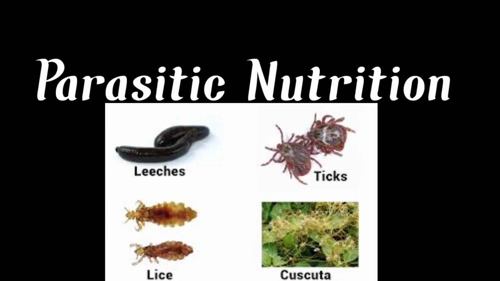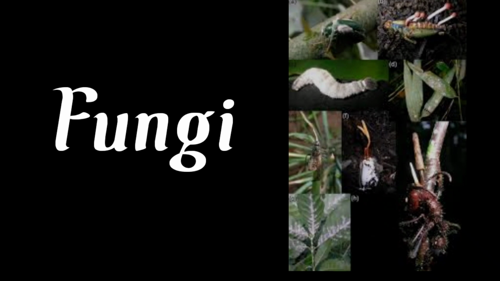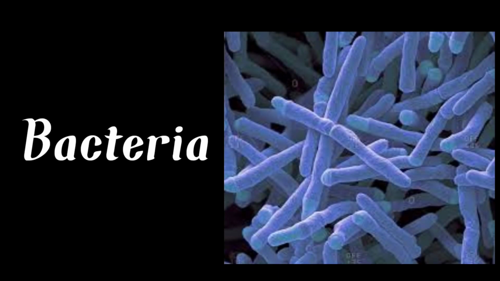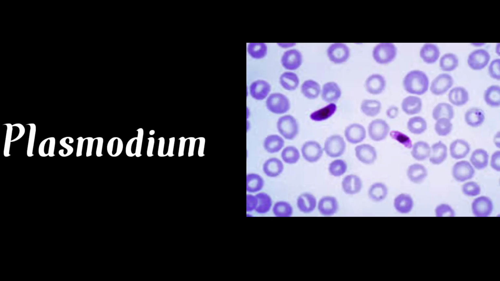Next one is parasitic nutrition. The parasitic nutrition is that nutrition in which an organism derives its food from the body of another living organism without killing it. Parasitic mode of nutrition is observed in several fungi, bacteria, a few plants like cuscuta, and some animals like plasmodium and roundworms.